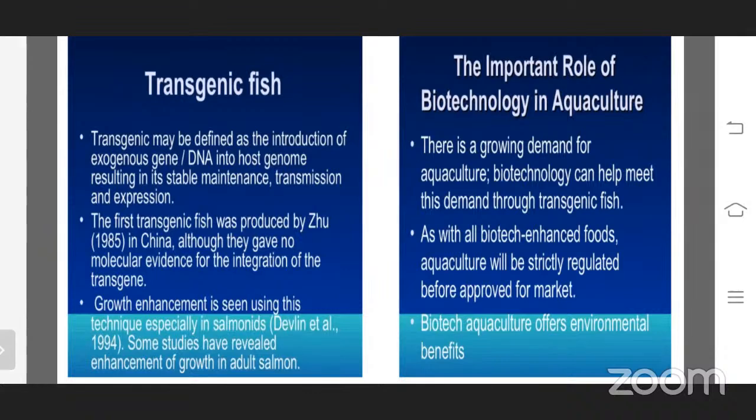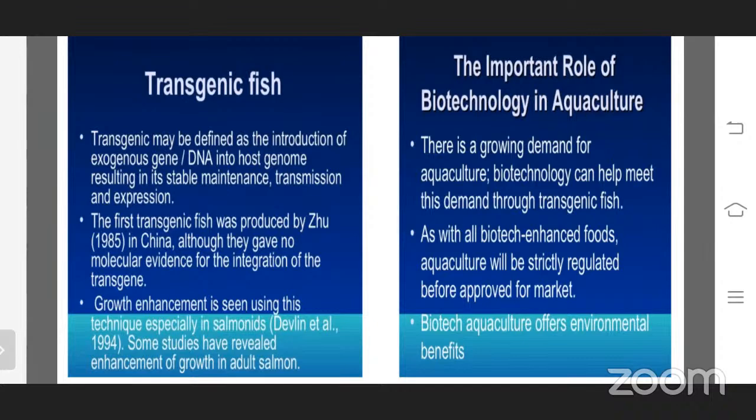The third thing is, biotechnology in aquaculture offers environmental benefits. I already told you, using biotechnology in aquaculture, there is no harm or hazard. That's why we experiment on aquatic animals, and we get more benefit for human beings. That is the important role of biotechnology in aquaculture. By using biotechnology in aquaculture, we are producing transgenic fishes.